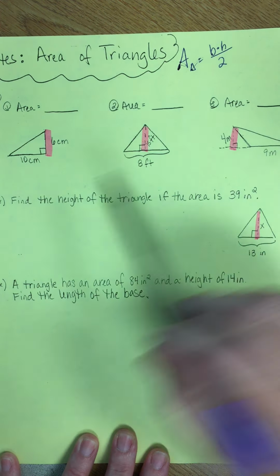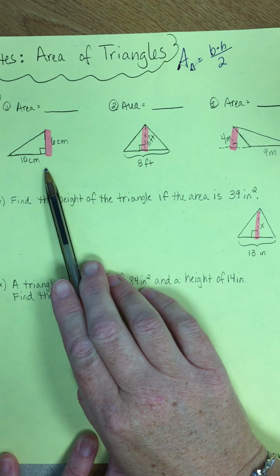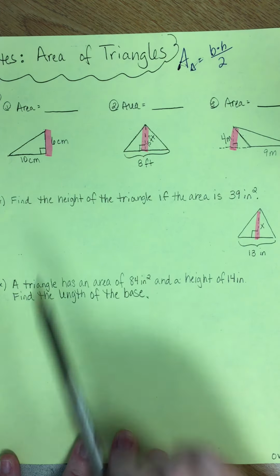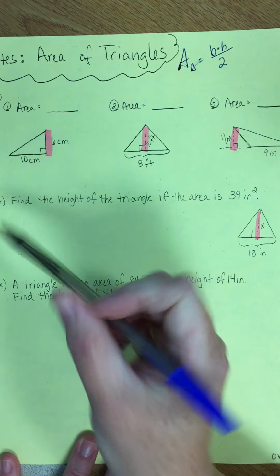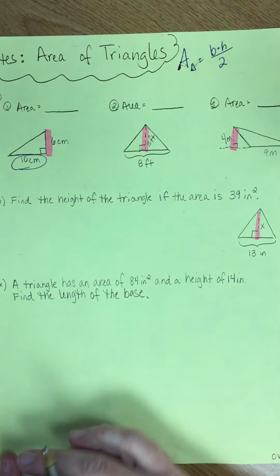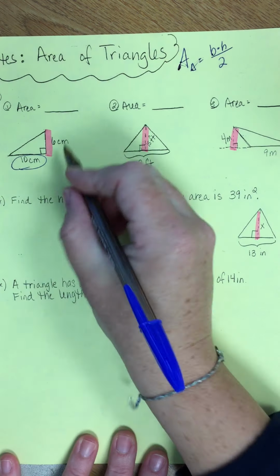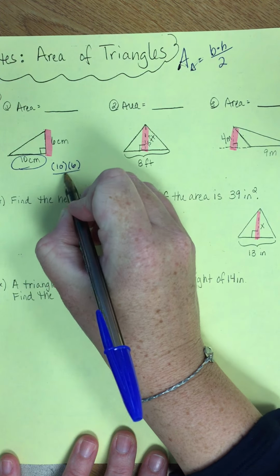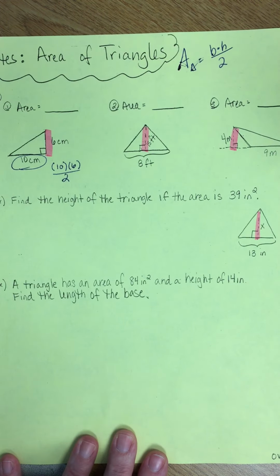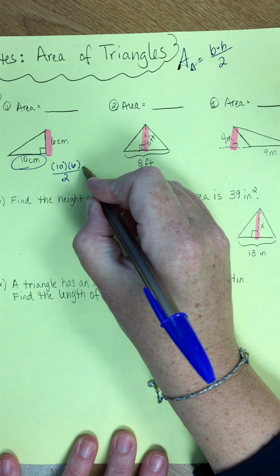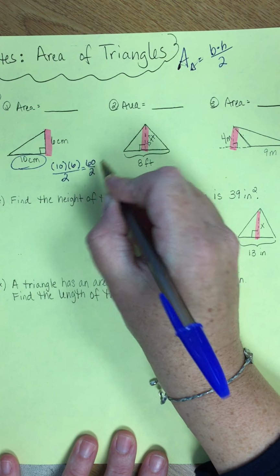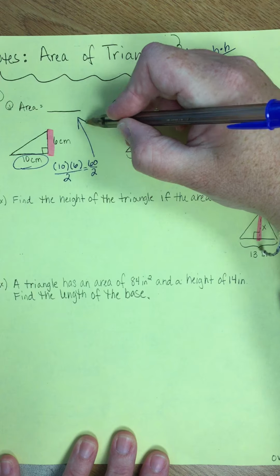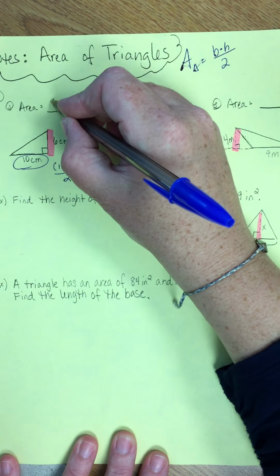So what we need to look for in the first example is the base and the height. Notice I've highlighted the height, and 10 is the base. So to get the area, you would do 10 times 6 divided by 2. You can plug it into your handy dandy calculator. 60 over 2 is 30.